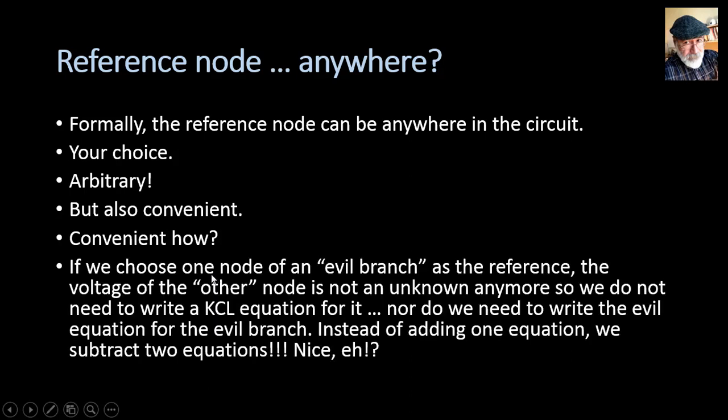Another one: if we choose one node of an evil branch as the reference, the voltage in the other node is not an unknown anymore. So we don't need to write a KCL equation for that other node, and we don't need to write an evil equation either for the evil branch. Instead of adding one equation, we end up removing two equations from the system. Nice, eh?